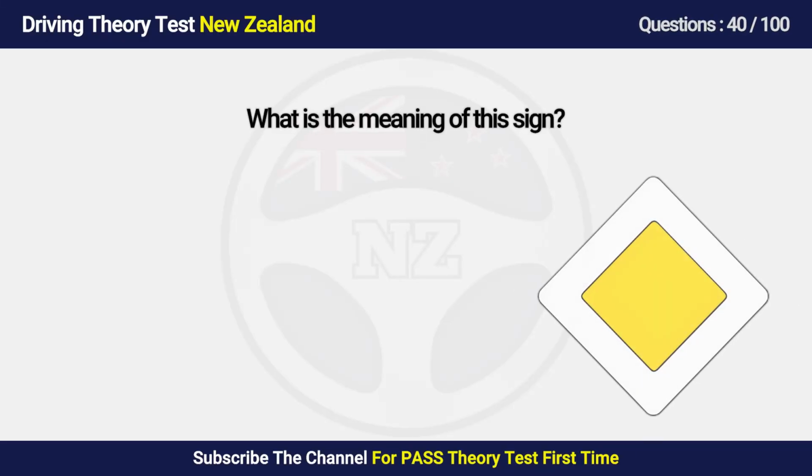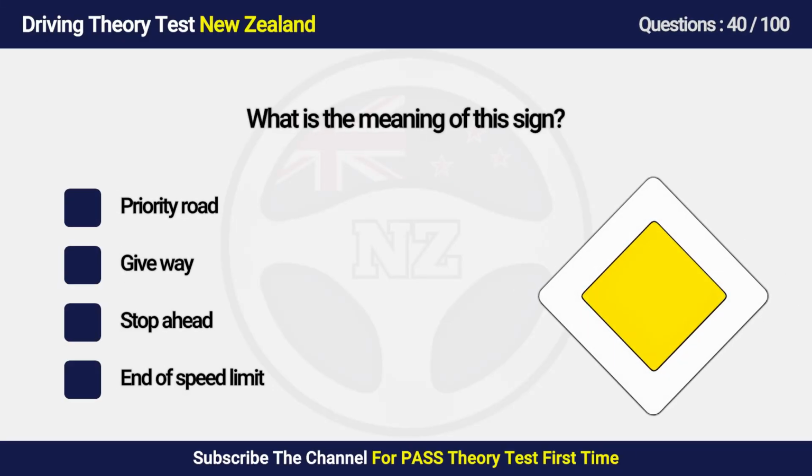Question 40. What is the meaning of this sign? A. Priority road. B. Give way. C. Stop ahead. D. End of speed limit.